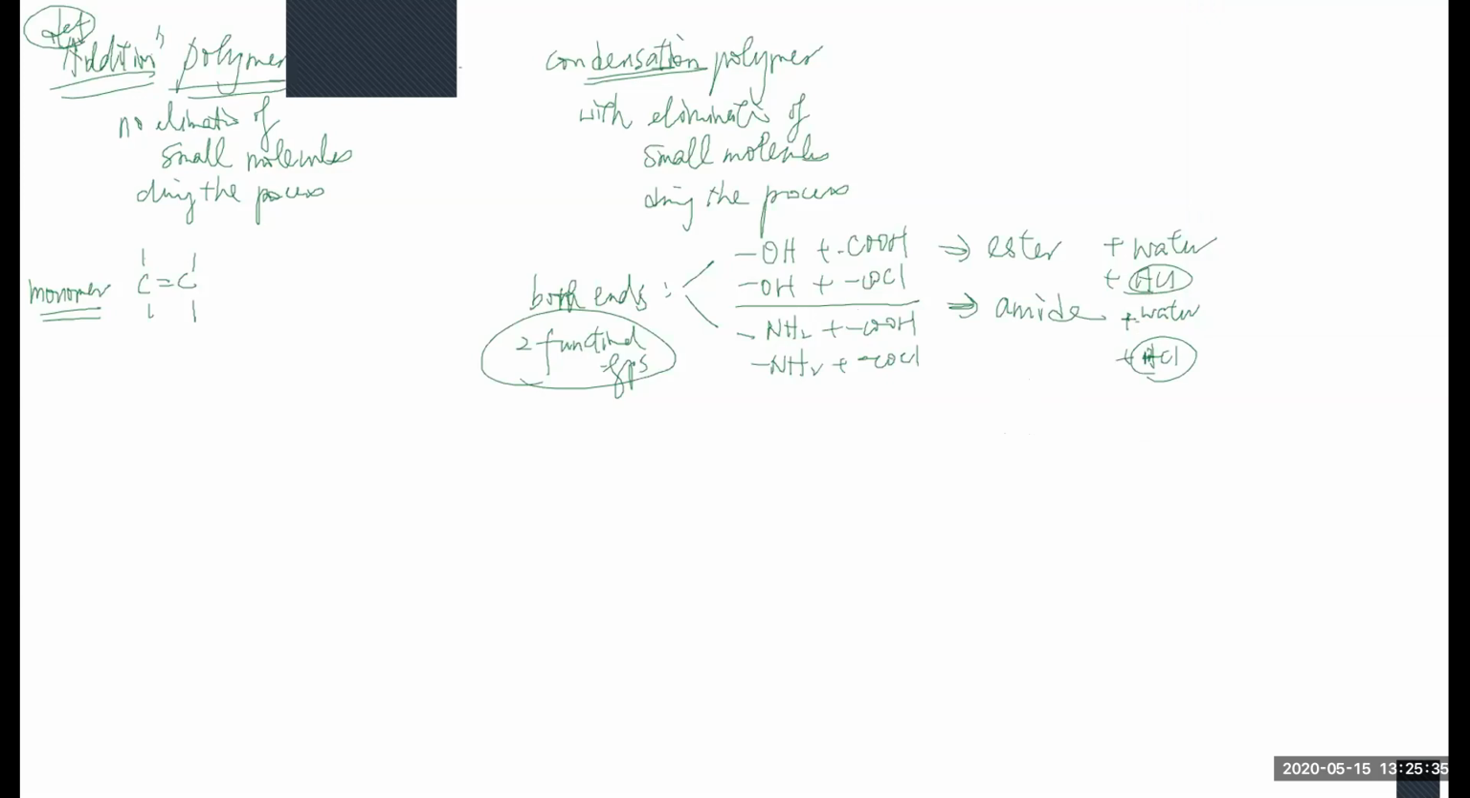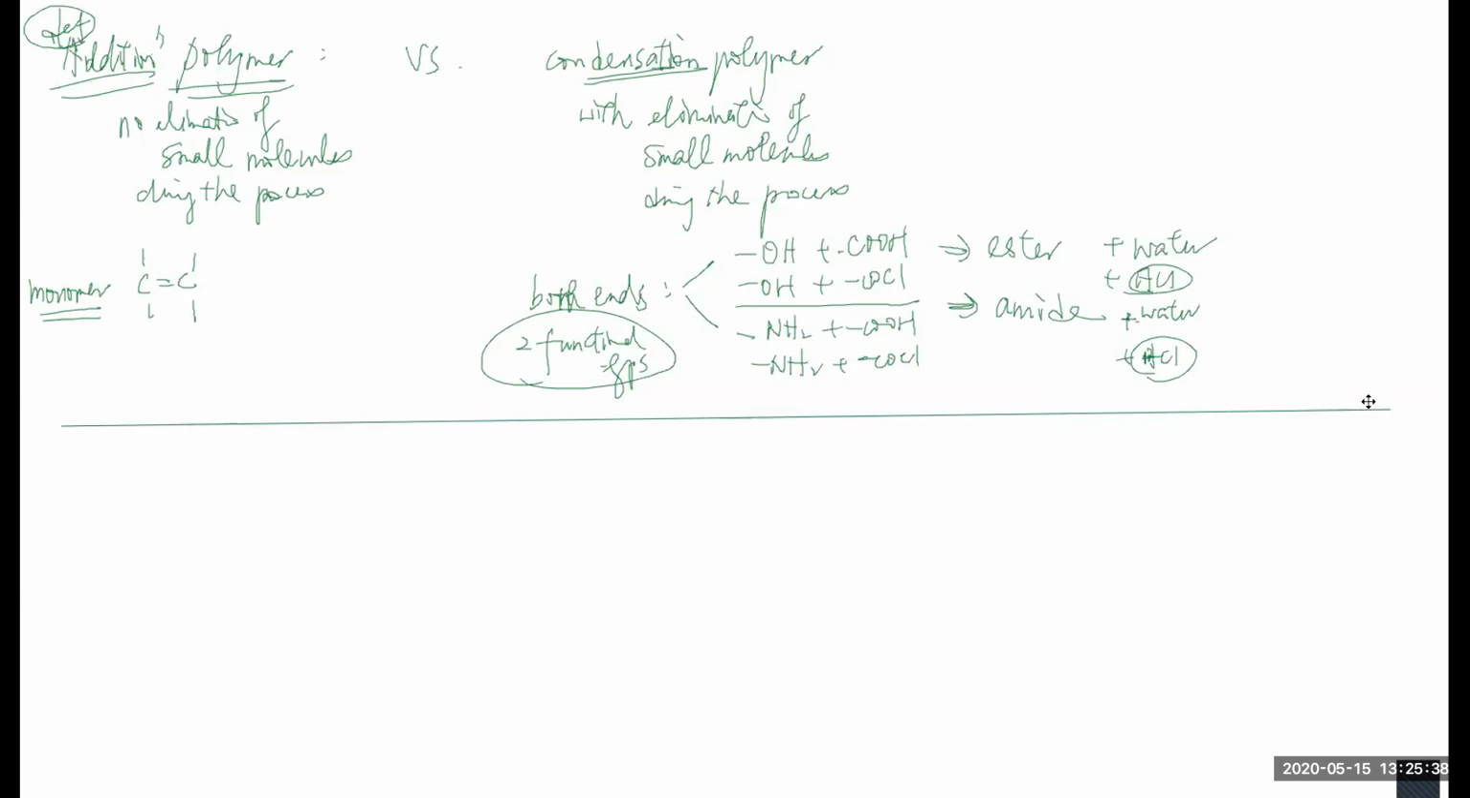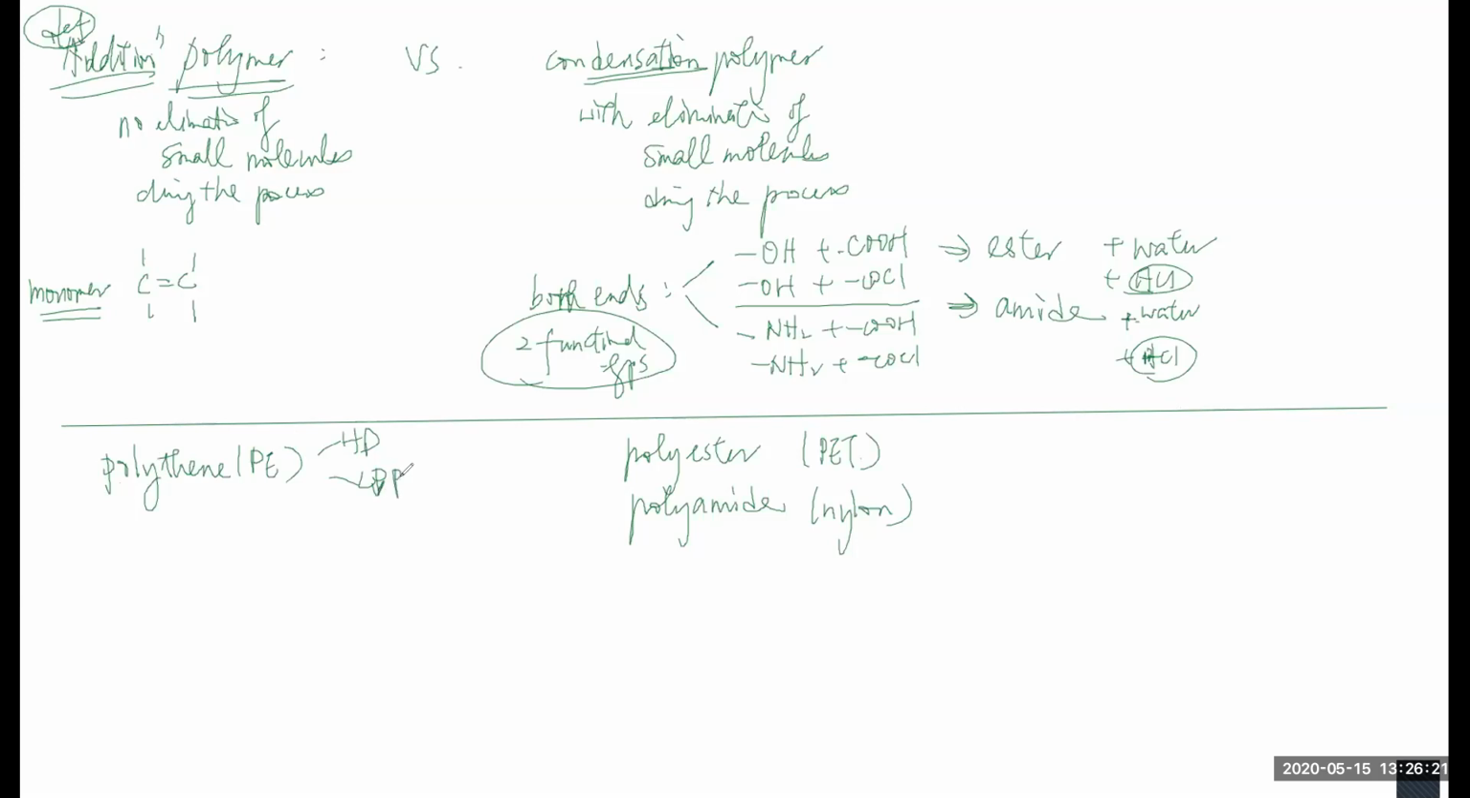Because in today's section, we focus on addition polymer, we will give out a list of addition polymers and condensation polymers, so that you will know them. We have polyester, polyamide in terms of nylon, or maybe PET, for example. They are just examples of condensation polymer. How about addition polymer? We have polythene, PE. We have high density and low density polyethylene, but they are different. What else? PP.